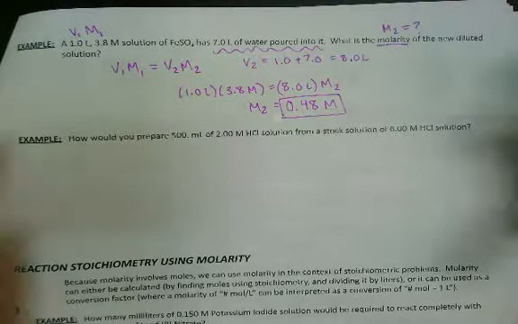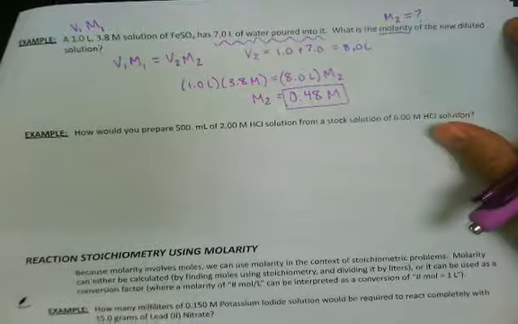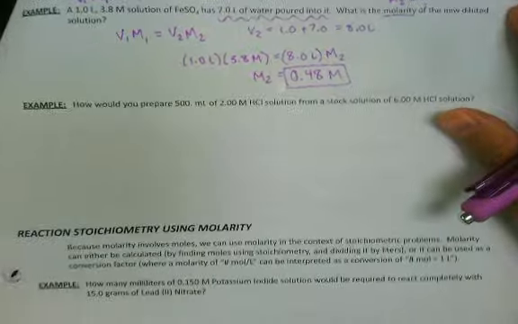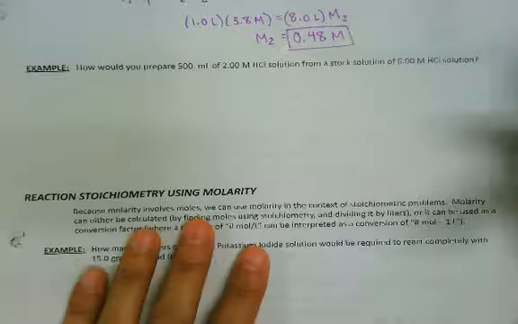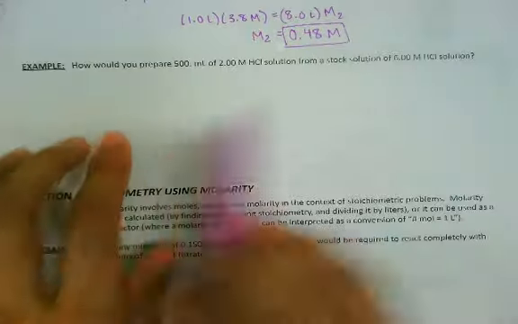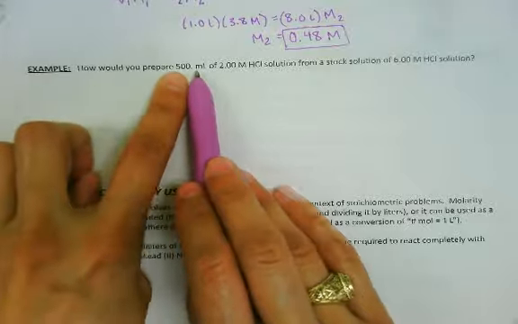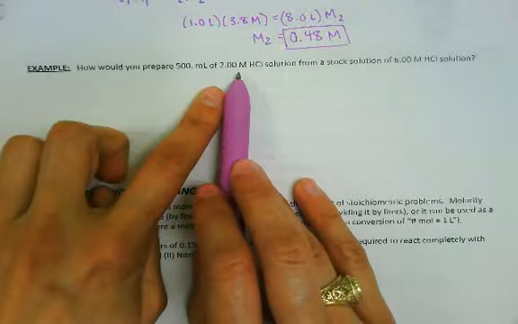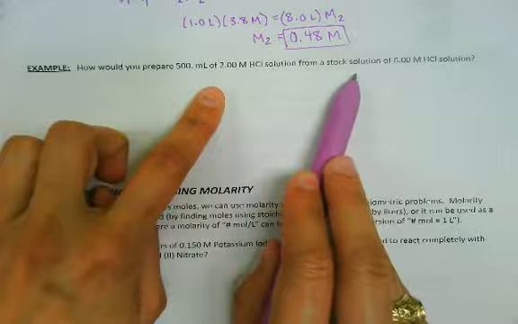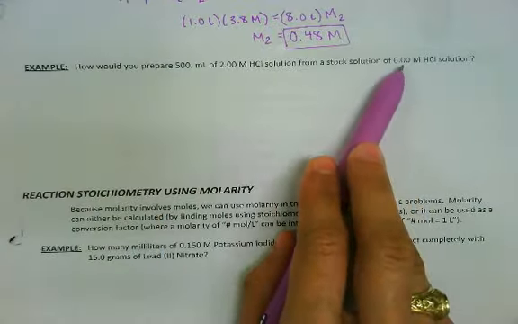Okay. Any lingering questions there before we do this last one? This last one's a little bit different. Slightly tricky. Okay, so this last example before we get into reaction stoichiometry with molarity is going to ask us to prepare 500 milliliters of a 2 molar solution from a stock solution of 6 molar hydrochloric acid.